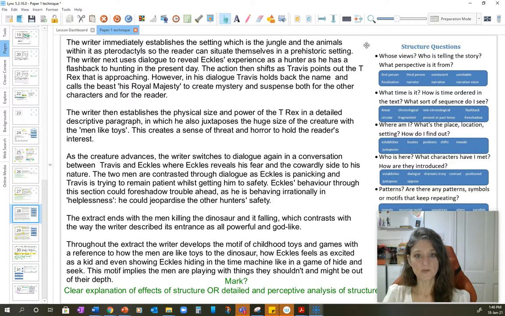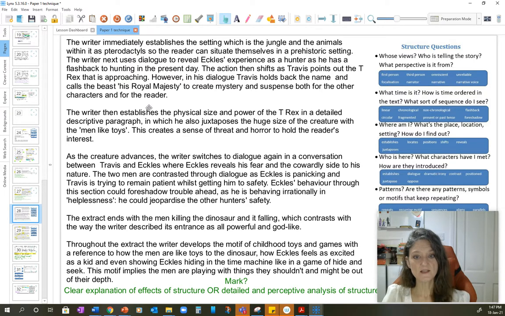So the writer immediately establishes the setting, which is the jungle, and the animals within it as pterodactyls, so the reader can situate themselves in a prehistoric setting. The writer next uses dialogue to reveal Eccles' experience as a hunter, as he has a flashback to hunting in the present day. The action then shifts as Travis points out the T-Rex that is approaching. However, in his dialogue, Travis holds back the name and calls the beast his royal majesty to create mystery and suspense both for the other characters and for the reader.